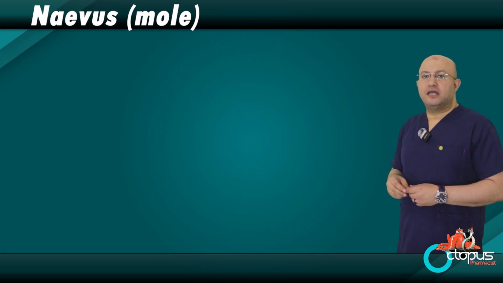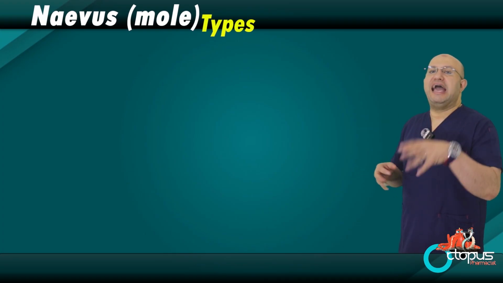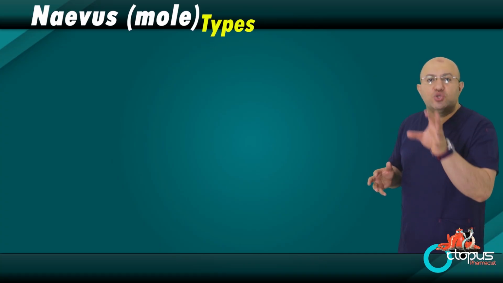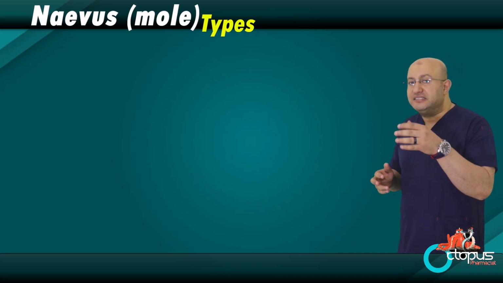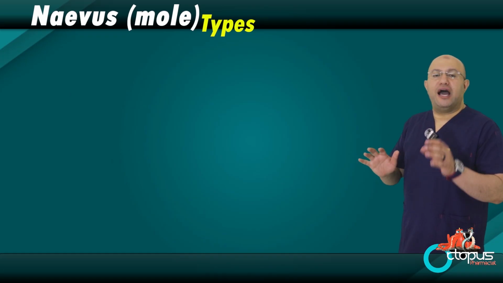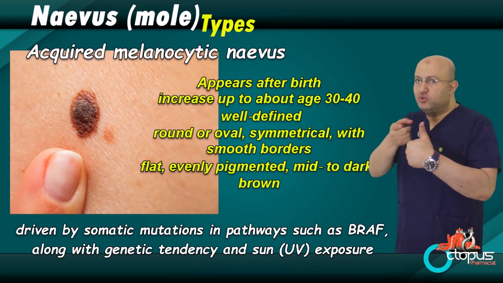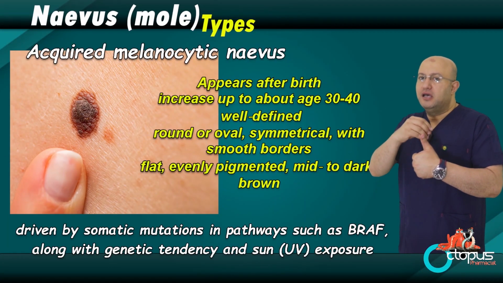The second topic we have today, and maybe the most important one, is the well-known types of nevi, moles, seen around the world. Of course, there are many types, but today we will focus on the 10 most common and clinically important types of nevi. The first and most common type is the acquired melanocytic nevus.